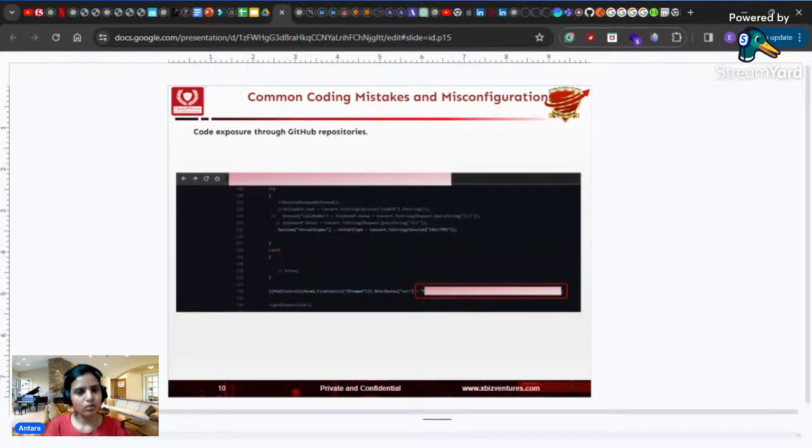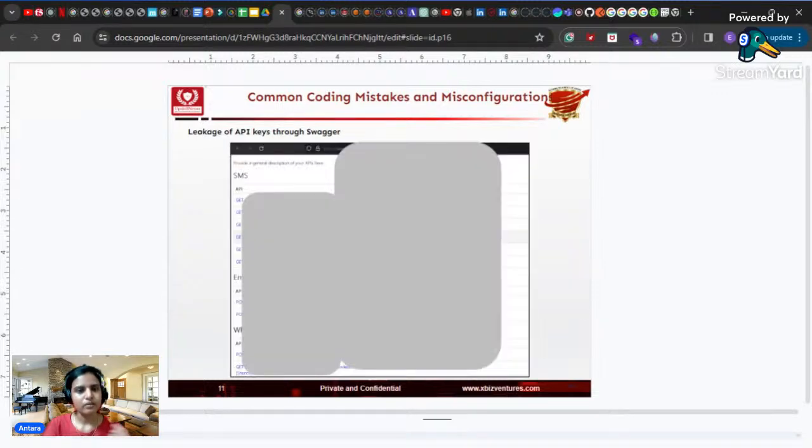Then there is code exposure, code leaks via GitHub repositories that contain other secrets in them. Here the secrets are hidden. It contains a token for API calls, which was used to consume and gain unauthorized access to all the APIs that the target company holds, right? Then there is another example of the leakage of the API keys to the Swagger platform. If you see, there are a bunch of APIs that were exposed, and I was able to access all of them because the authorization token was also with me.